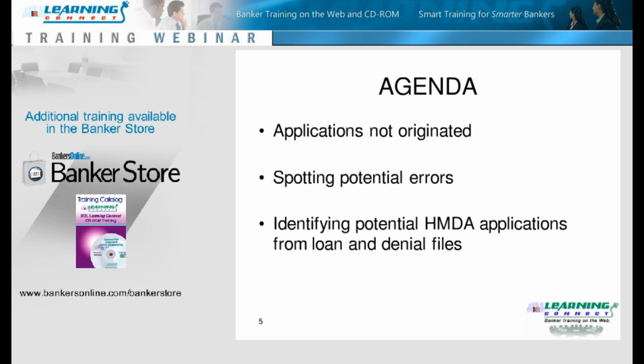So we will talk about how to spot those potential errors and what you ought to be including within your review. Also, we'll talk about how you identify potential HMDA applications from both loan and denial files. So not just looking at the LAR, but how you might do a selection from both originated loans and those loans that weren't originated to see maybe something that wasn't on the LAR that should have been. Whenever you're doing an audit for HMDA, you ought to be going from both directions. You would make a selection from the HMDA LAR, and then you're going to go back and look at originated loans and non-originated files, and pull a sampling of those to see if maybe they were something that should have been reported. So we'll talk about how you do that.